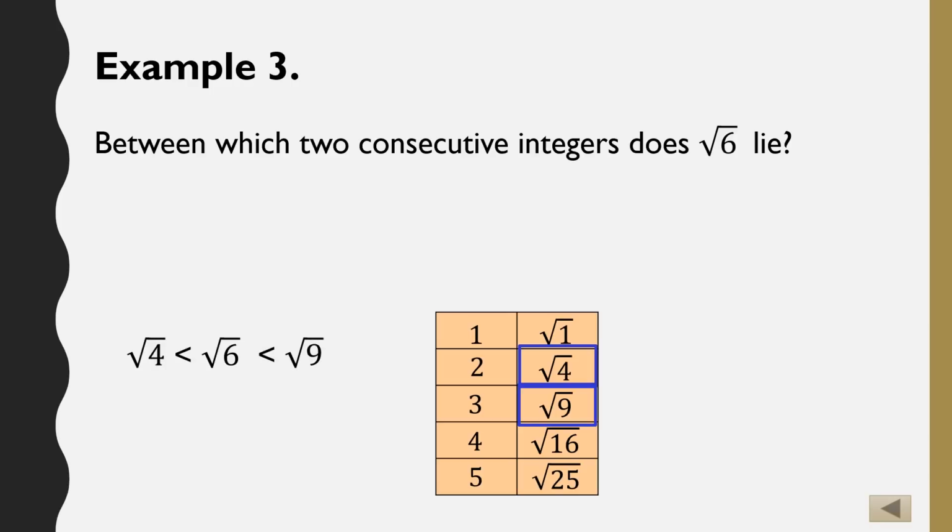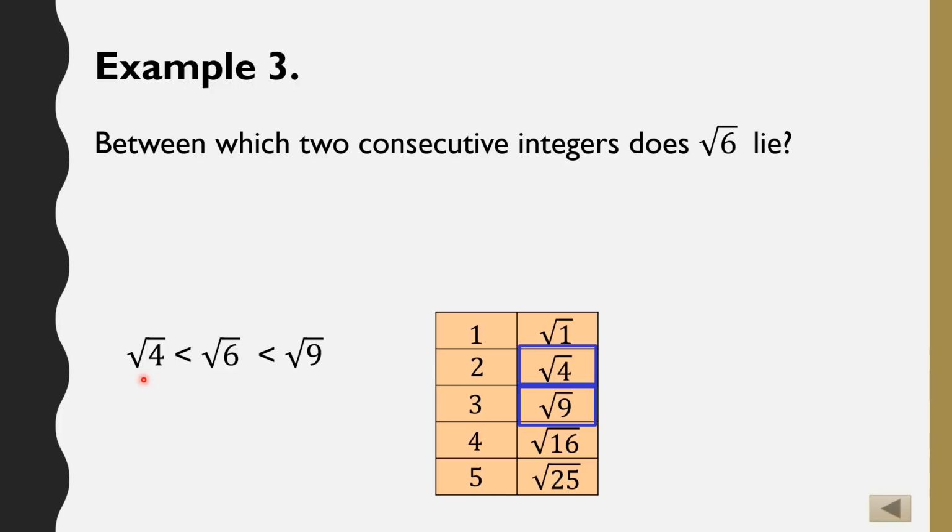So, we will write it as this one. Square root of 4 is less than square root of 6 is less than square root of 9. Or pwede siyang tawagin or basahin as square root of 6 is less than square root of 9 but greater than square root of 4. Bakit naging greater than ang basa dito? Dahil pabaliktad tayong nagbasa ng given.